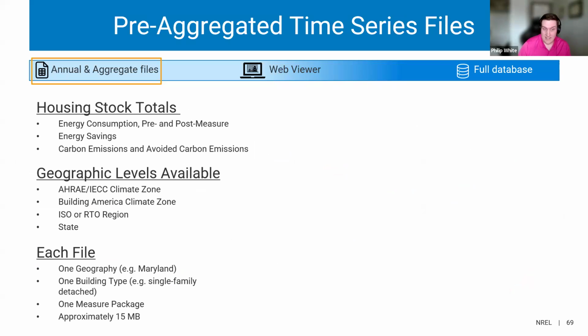The second way to access this data is through pre-aggregated time series files. These are housing stock totals by building type at various geographic levels: IECC climate zone, Building America climate zone, state, and ISO RTO regions. They include the energy consumption, energy savings, carbon emissions, and indoor air temperature, but do not have any metadata besides the number of models and number of dwelling units represented.